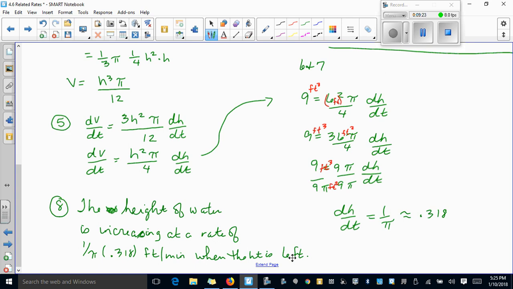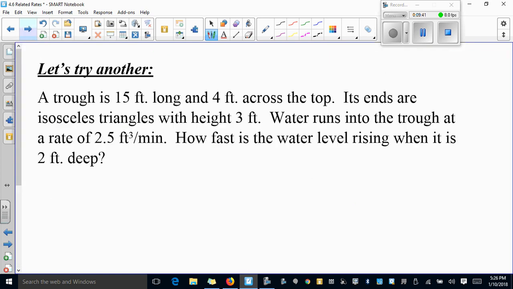Okay, so a trough is 15 feet long and 4 feet across the top. Its ends are isosceles triangles with height 3 feet. Water runs into the trough at a rate of 2.5 cubic feet per minute. How fast is the water level rising when it is 2 feet deep? Okay, so here you go. Let's draw it first and then we'll talk about what the equation is.